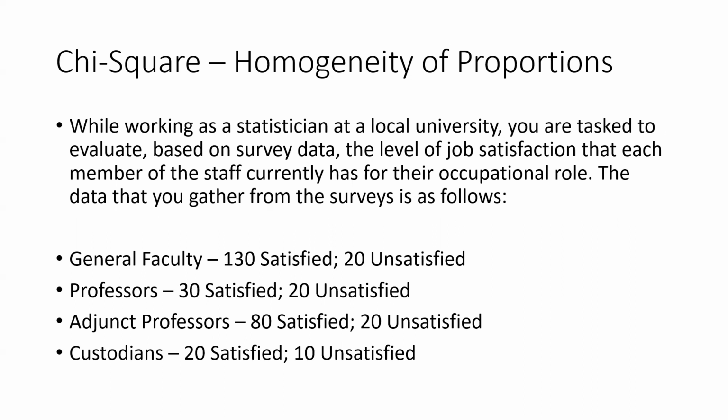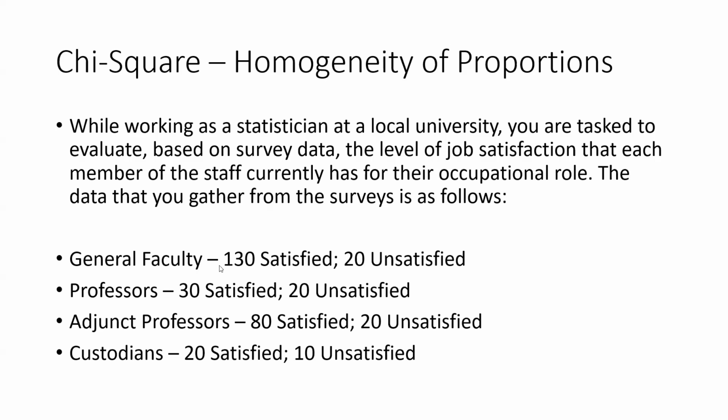So we're going to do this in RCommander. We've collected our data from different individuals in different roles in a university. We are their statistician. So this is general faculty. There's 150 total general faculty. 130 of those general faculty are satisfied with their position. 20 are unsatisfied. For professors, 30 are satisfied. 20 are unsatisfied.